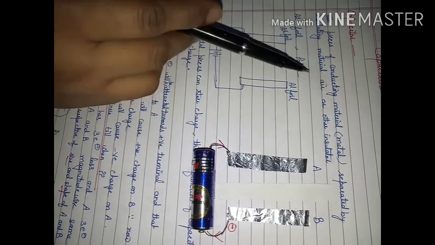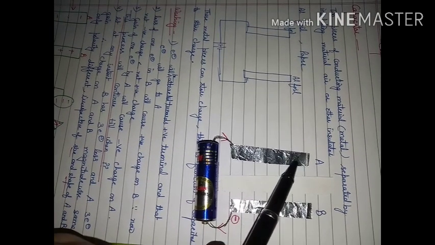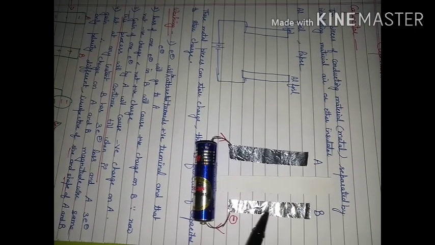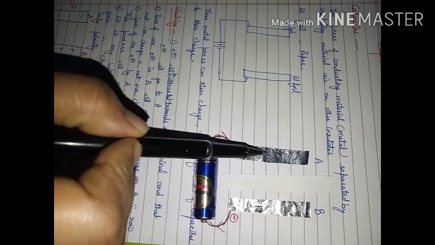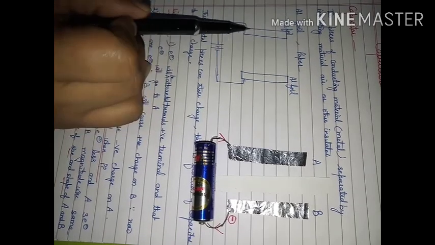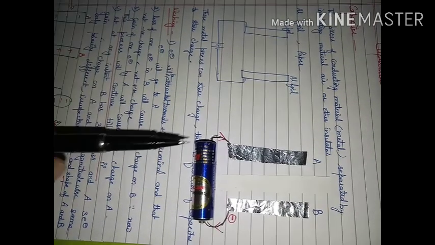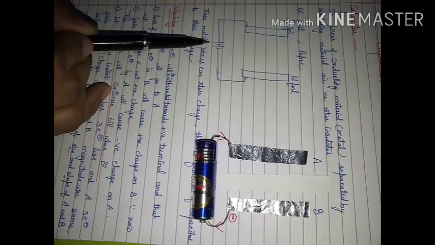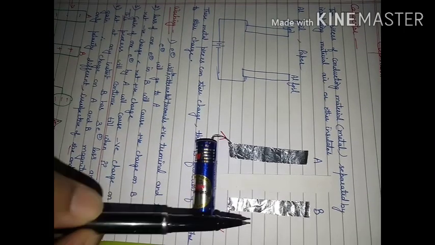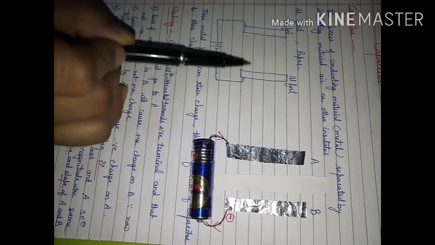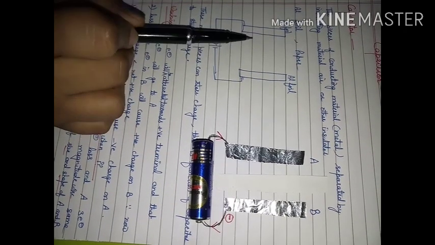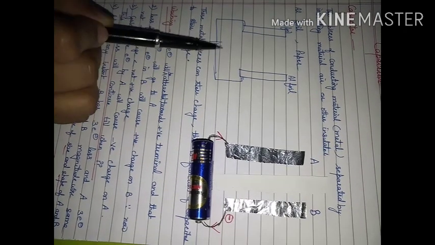For simplicity, I have considered this as one aluminium foil and this as another aluminium foil. In the diagram, this is aluminium foil, this is aluminium foil, this is a cell, and here I am using a battery. So I have represented the whole circuit like this: aluminium foils with an air gap in between, and a battery.